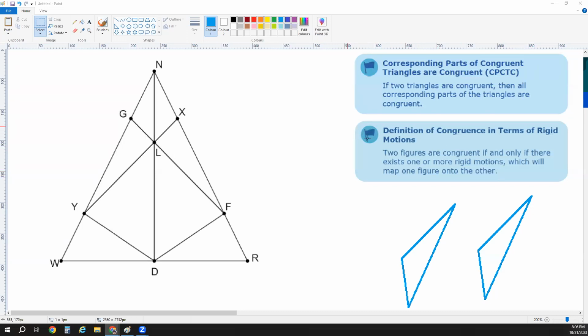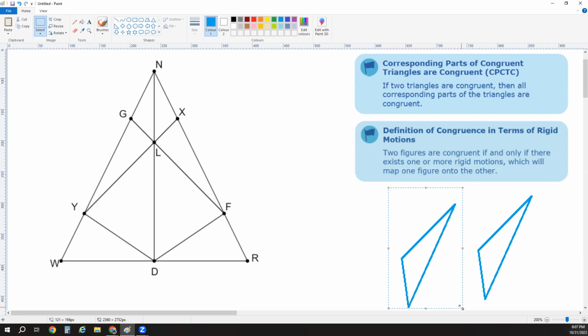So first thing we just need to clarify is congruence in terms of rigid motions. This goes back to the last chapter, where we talked about two objects being congruent when they undergo rigid motions, and after the motion, the lengths of all the sides are the same and the measures of the angles are the same, and you can identify that those were rigid motions because those measures were all maintained. We can define it this way: two figures are congruent if and only if there exist one or more rigid motions which will map one figure onto the other figure.